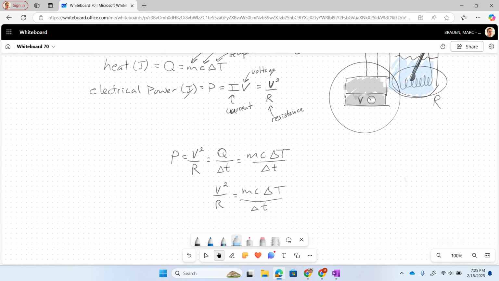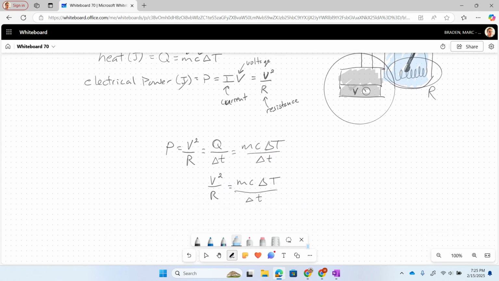And so if they just focus on the measurable things: Q is like kinetic energy or potential energy, we don't have a tool that measures that. But there are tools, or things that can be looked up, for all of these quantities in here. So this is the student's claim. Just like in your case, they claimed that T squared is equal to 2 pi root m over k. Here they're claiming that V squared over R equals mc delta T over the time interval.